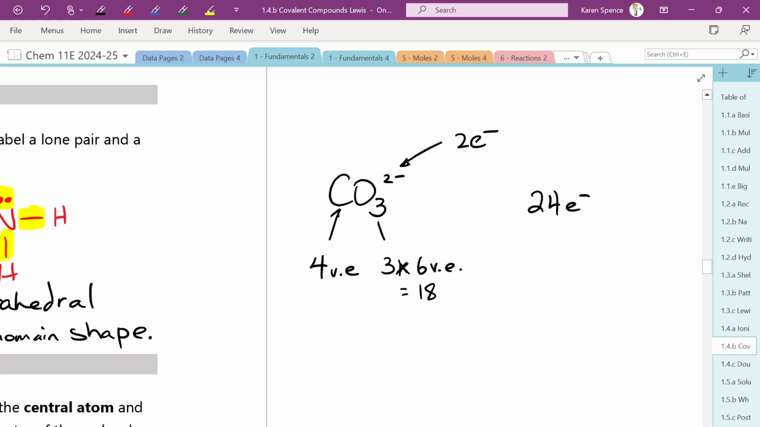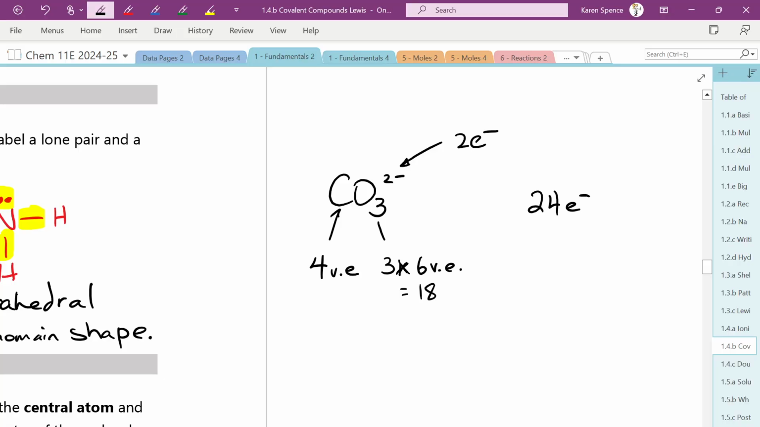Because carbon brings 4 of its valence electrons. Oxygen, each of them bring 6, and I've got 3 of them, so that's 18. And then I've got an extra 2 floating around because it's got a -2 charge. You with me? You only have to kind of be with me. You just have to nod and smile at this point.